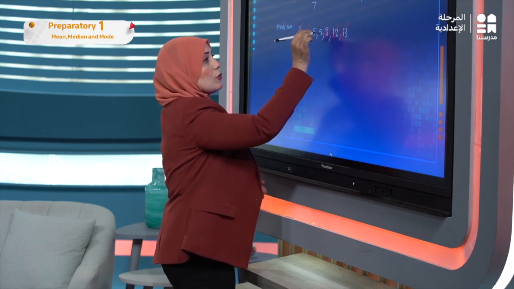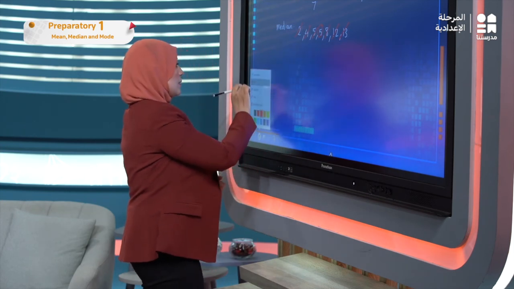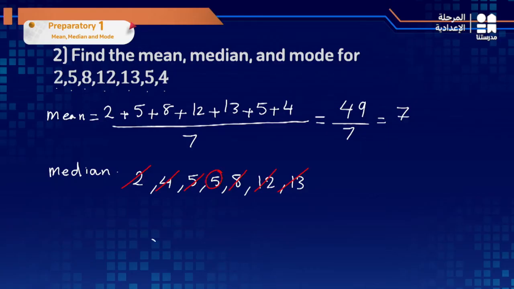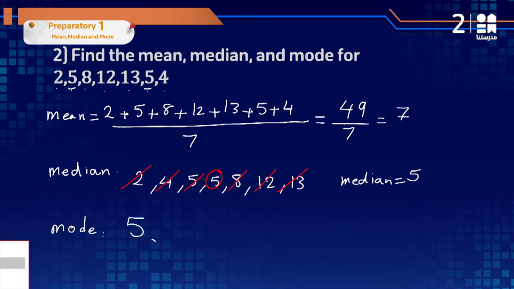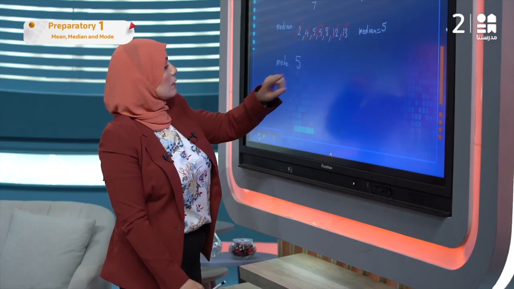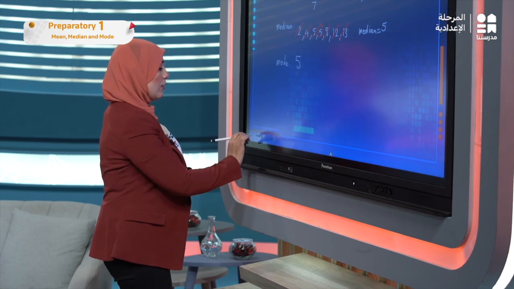We got one value in the middle. So here the median equals 5. How can we find the mode? The most repeated value. Here 5 is repeated 2 times and nothing more. So the mode is 5. Mean 7, median is 5, and the mode is 5.